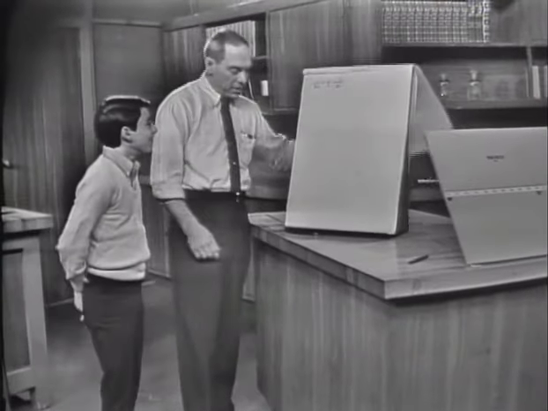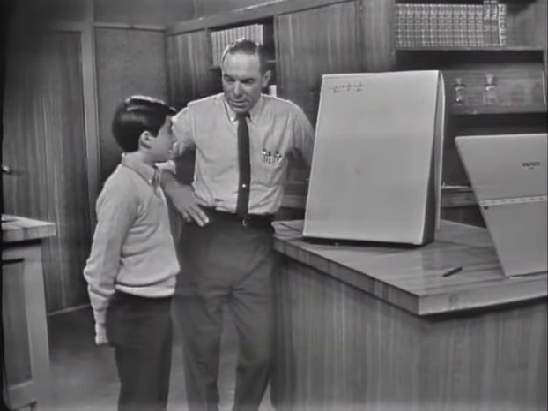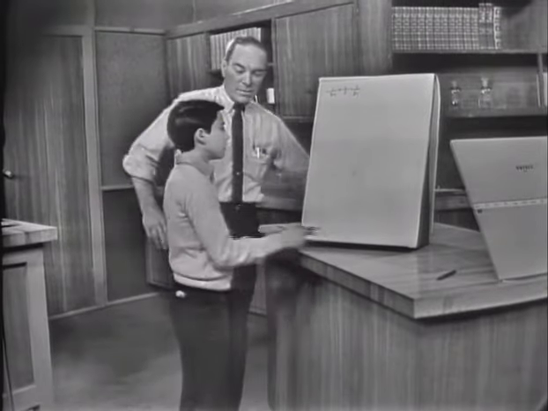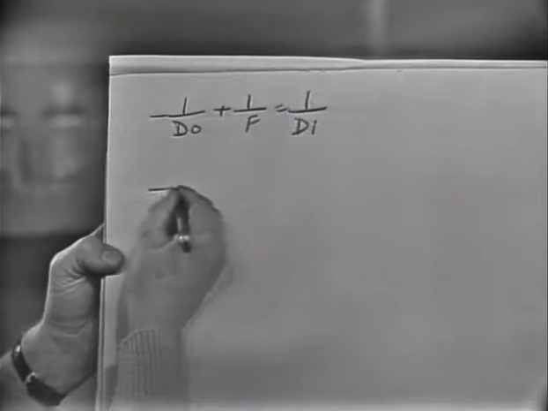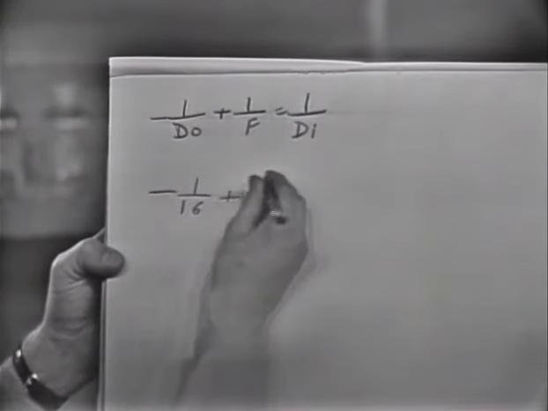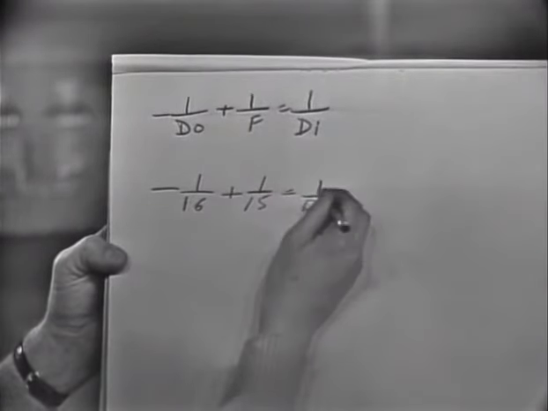Well, it might be. This time the object is at 16 centimeters. Getting closer and closer, right? Calculate it. Tell me, where will the image be? Well, we'll soon find out. Let's see, it's minus 1 over 16 plus 1 over 15 equals 1 over di.